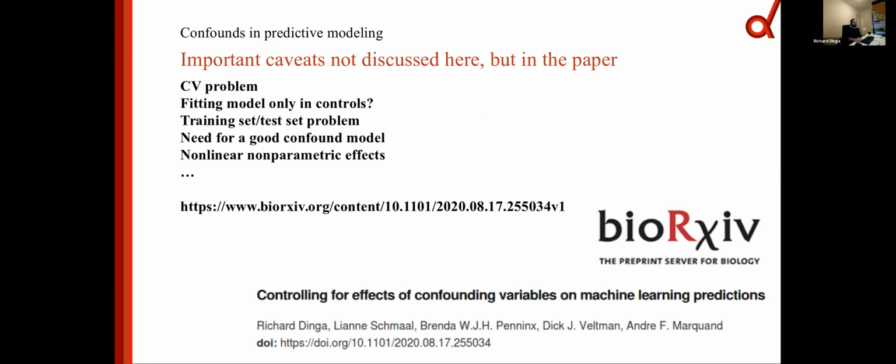There are some other caveats of what can go wrong. For example, in cross-validation, it's not so easy, or should you fit it only to controls or controls and cases together? You should do it together, but all this other stuff is in my preprint, and I thank you for your attention. And that's it.